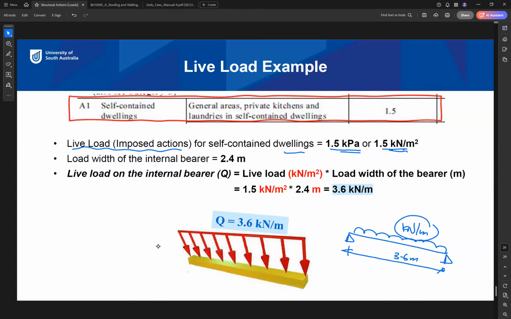So we can have two options. We have done the step by step in the dead load. Here we can use another formula, which is the live load on the internal bearer equal to the live load in kilonewton per square meter times the load width of the bearer.